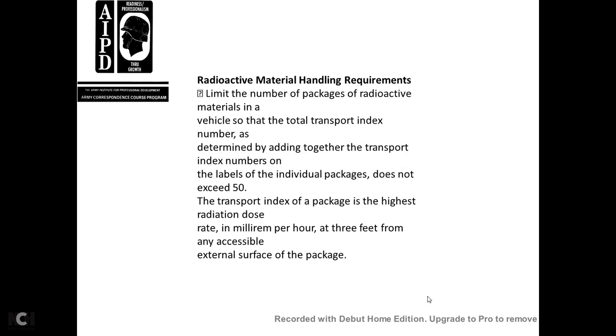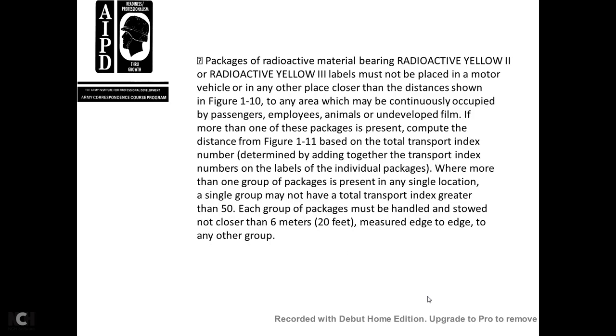Radioactive material handling requirements. Limit the number of packages of radioactive material in a vehicle. The total transportation index, determined by adding together the transportation index numbers on the labels of individual packages, does not exceed 50. The transportation index of a package is the highest radiation dose rate in millirem per hour, 3 feet from any accessible external surface of the package.